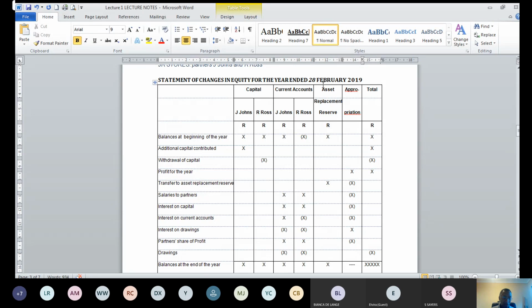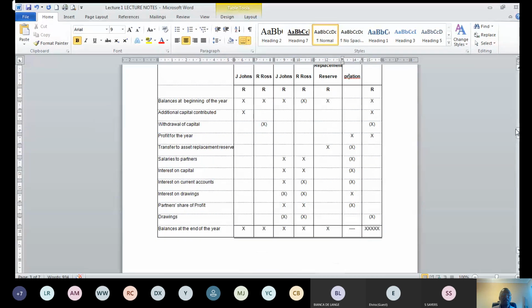So as far as the columns are concerned: capital, both partners, current account, both partners, asset replacement reserve. If there is an asset replacement reserve, not all the partnerships will have one. It's only if they have an asset replacement reserve that you will show it, and then a column for appropriation. This statement starts here with the balances at the beginning of the year. The opening balances of capital, current accounts, and asset replacement reserve.